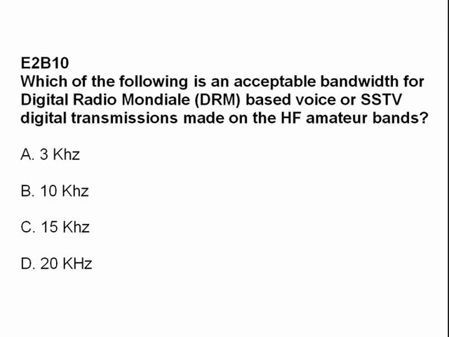Which of the following is an acceptable bandwidth for Digital Radio Mondiale (DRM) based voice or slow scan television digital transmissions made on the HF amateur bands? Answer A. 3 kHz, B. 10 kHz, C. 15 kHz, or D. 20 kHz? Answer A. 3 kHz.